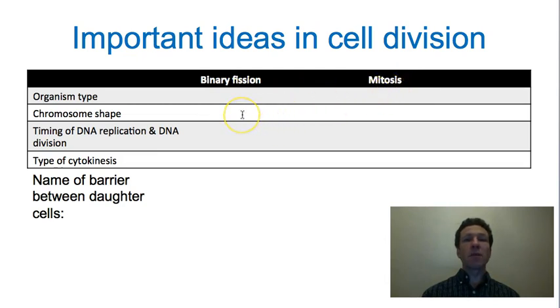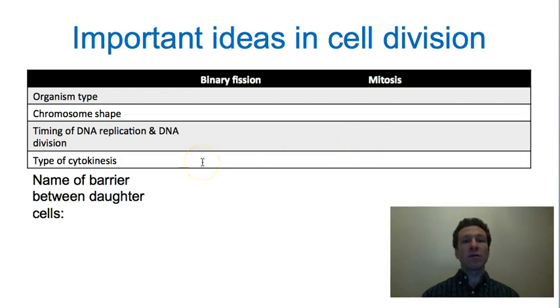You should know the shape of the chromosomes in both, with circular shapes in prokaryotes and linear chromosomes in eukaryotes. You need to know about the timing of DNA replication compared to DNA division. We'll see that in prokaryotes, these events happen simultaneously. In eukaryotes, we'll see that DNA replication happens prior to DNA division. It replicates first, and then later it gets divided.